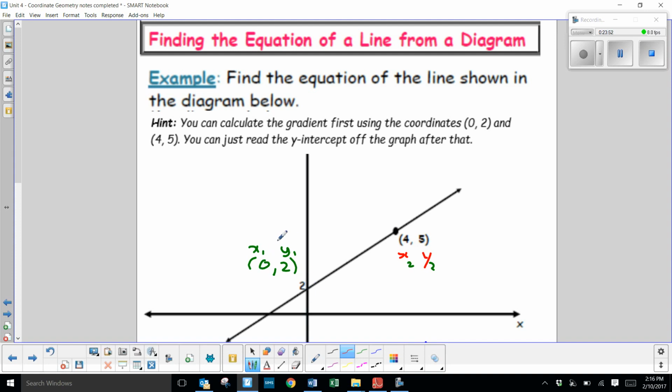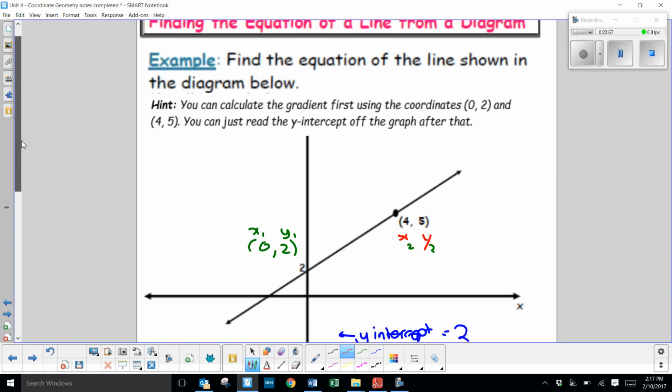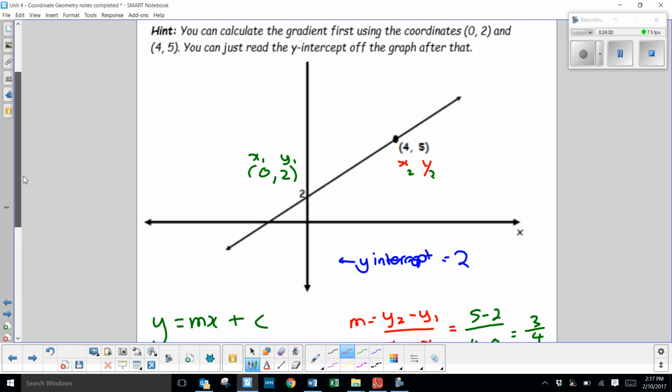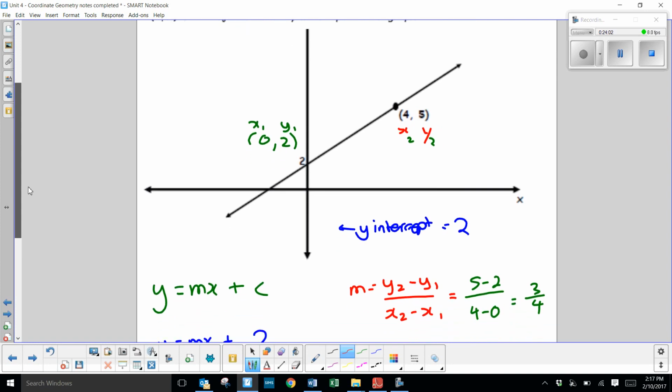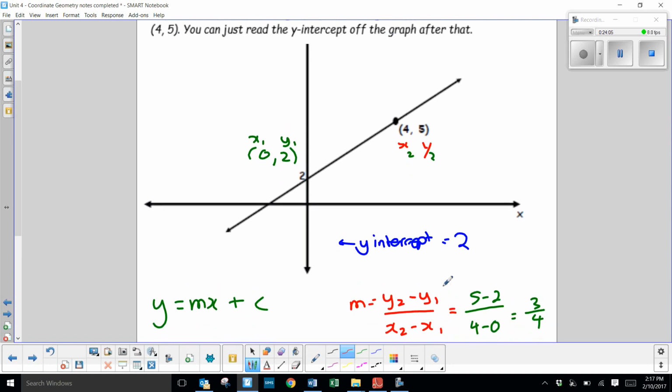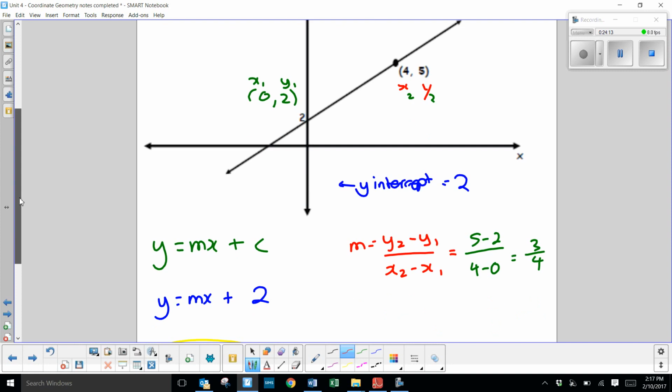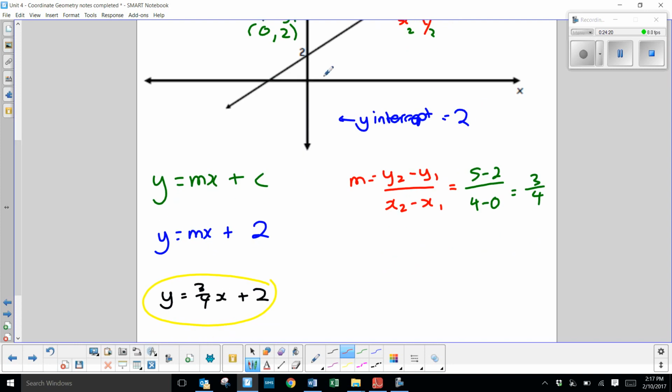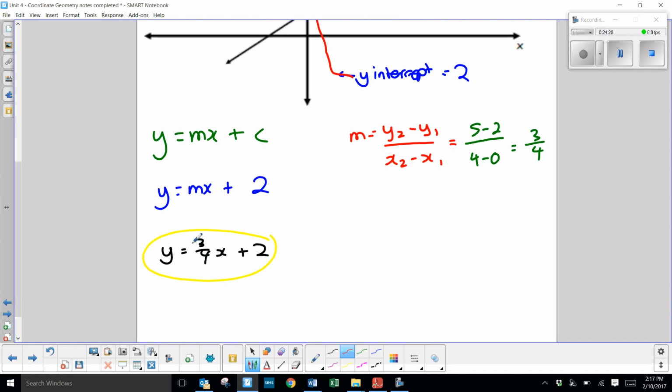It doesn't say to write it in general form, so I'm going to do gradient intercept form. y equals mx plus c. Our m, we substitute in our values for x2 and y and so on, and you end up getting 3/4. Another thing is, we know what the y-intercept is, so that's easy. We can see it's 2. So y equals 3/4 x plus 2.